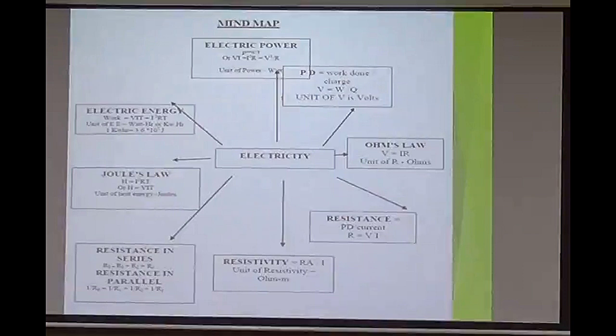When you combine the resistors, they can be in series and parallel. Then when we consider Joule's law of heating, the heat generated is the electrical energy which is given by the formula I square RT or VIT, and it is measured in joules. And electrical energy leads us to electric power. So electric power is given by the formula VI and unit of power is watt.